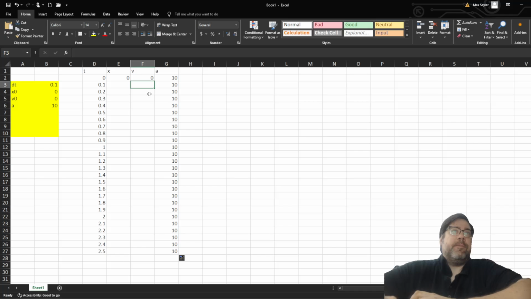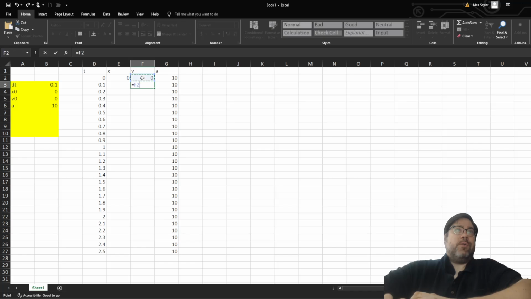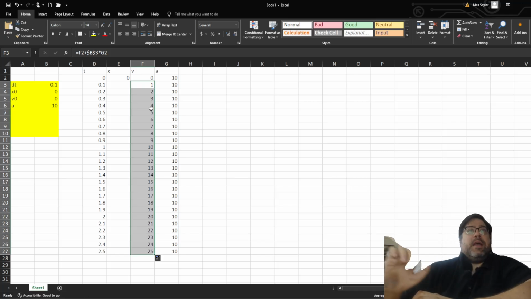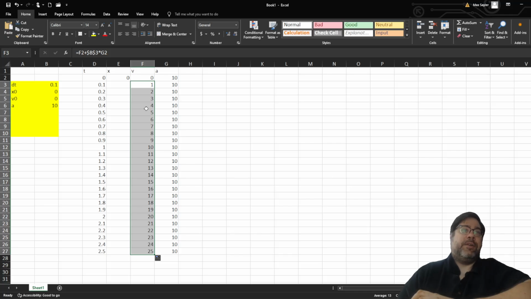We can copy that down. All right, what's our velocity? Our new velocity equals our old velocity, equals the cell above it plus delta t. And again, I'm going to put $ signs here because delta t is not going to change. It's whatever this number is for all the cells, times the acceleration. All right, so this is our velocity as a function of time, and you see that it just increases linearly in this case, as we expect that it should.